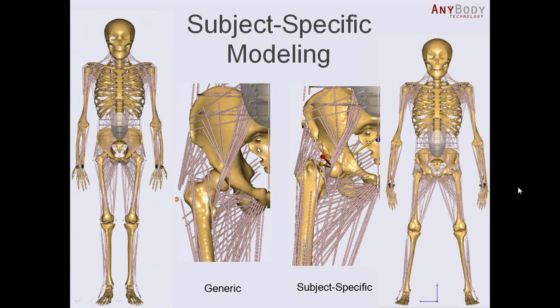The scaled model has been adapted to match the body size and weight of the patient. And then focusing on the hip region in this example, the geometry has also been morphed to match the measured bone geometry. Notice, for instance, there are significant differences in the muscle attachments around the hip, which of course will affect the results.